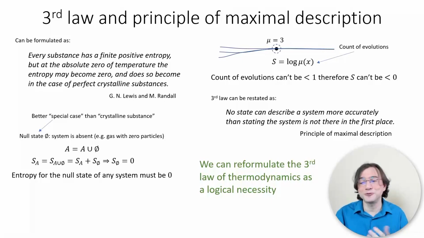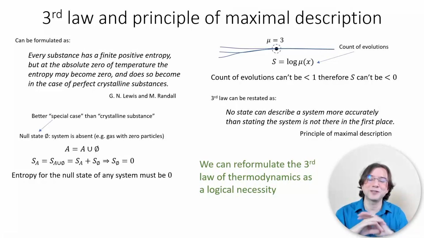Another way to state this is to say that no state can describe a system more accurately than stating that the system is not there in the first place, right? If we think in terms of information, once I say the system is not there, I give you a perfect description of the system. I told you everything you need to know, all the observables about the system, so it doesn't make sense to have some other description with entropy lower than that in terms of information, because it can't be better specified.